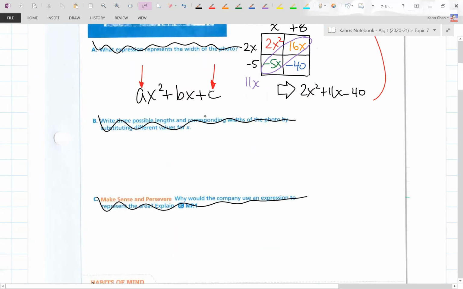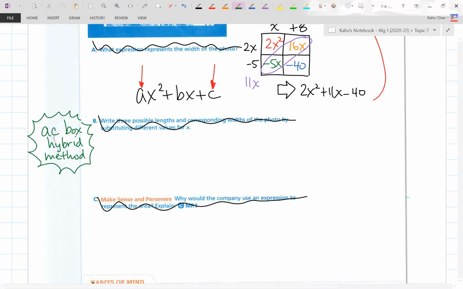All right. I call this the AC box hybrid method or AC box method. AC literally means A times C. Some of you may have heard about it. Some teachers use a variation of it. They might call it the AC method. They might use the diamond method, the cross method. But it's basically the same.